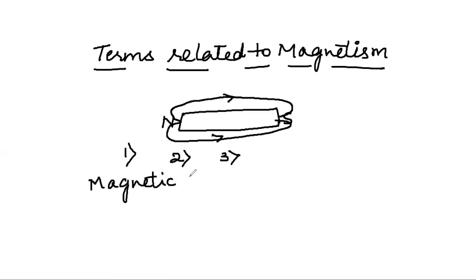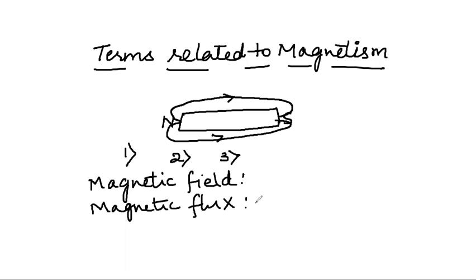We'll start with magnetic field. So magnetic field is nothing but the space surrounded by the magnet whose effect can be felt. Next we have magnetic flux. The magnetic lines of force, we call it as magnetic flux, and it is denoted by the symbol phi, and the unit is Webers.